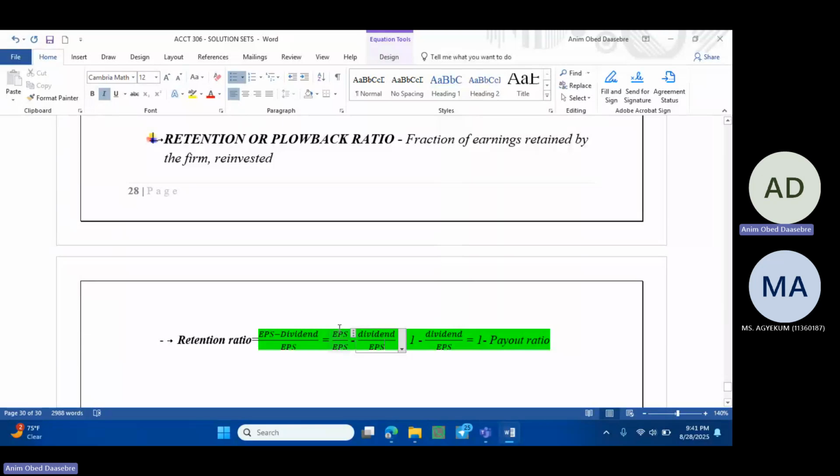This one will cancel itself. We get what? 1 minus dividend divided by what? Earnings per share. And dividend divided by earnings per share is what? The payout ratio. So that is how come we had 1 minus the payout ratio, if you want to find your retention ratio.